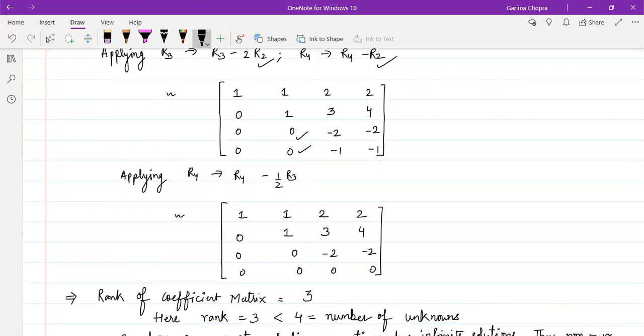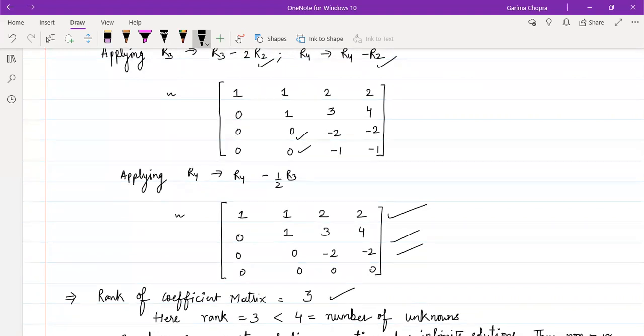Now, once the coefficient matrix has been reduced to the echelon form, we can read its rank. Rank is the number of non-zero rows in the echelon form. Here, the number of non-zero rows is 3. The first is a non-zero row, the second is a non-zero row, the third is also a non-zero row. So the rank of the coefficient matrix is 3.